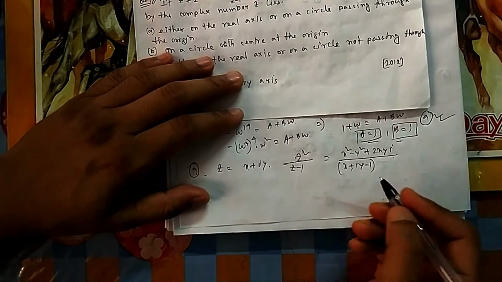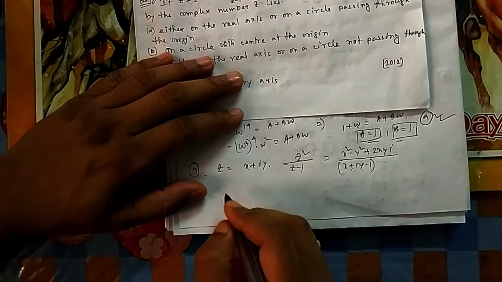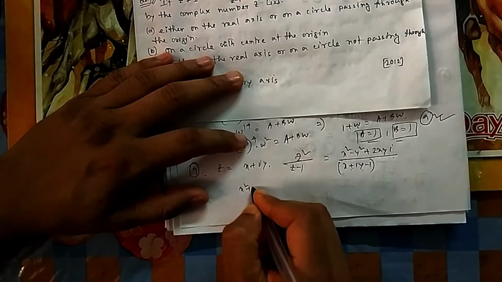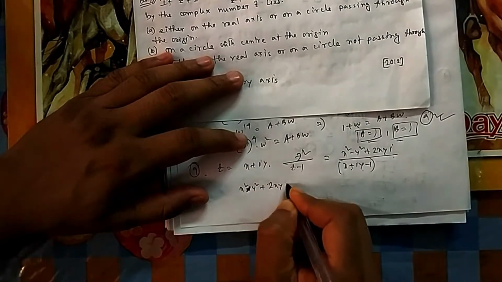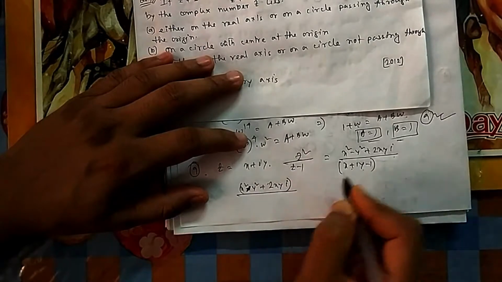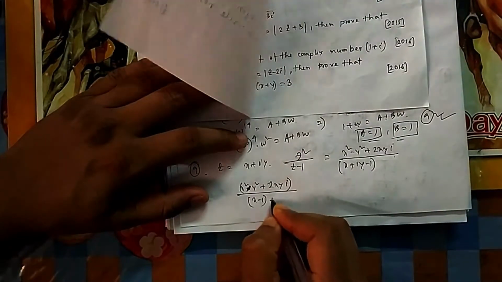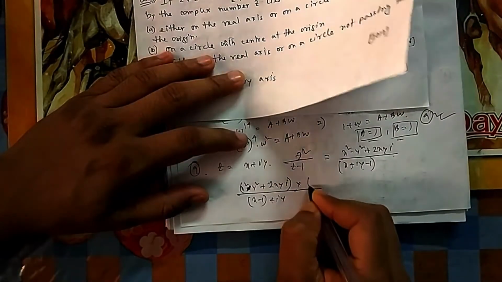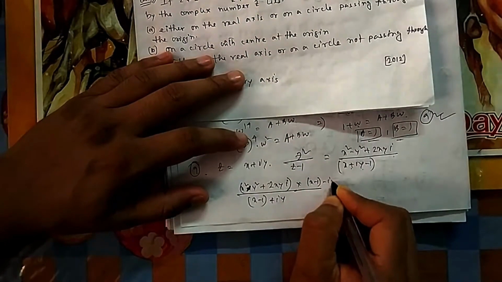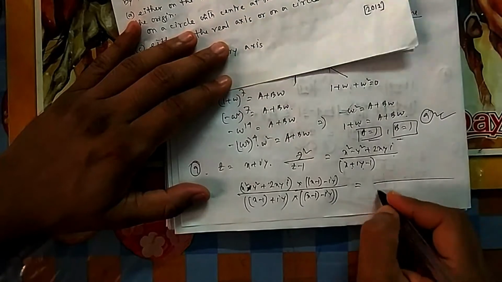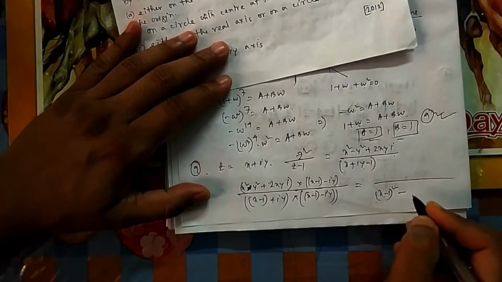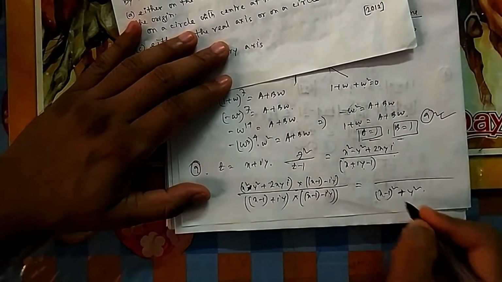So because I need to separate real and imaginary, I have to multiply by the conjugate. So it will be x square minus y square plus 2xyi, divided by this one, x minus 1 plus iy. So you multiply with x minus 1 minus iy, x minus 1 minus iy. So your denominator will be x minus 1 whole square and then plus y square.